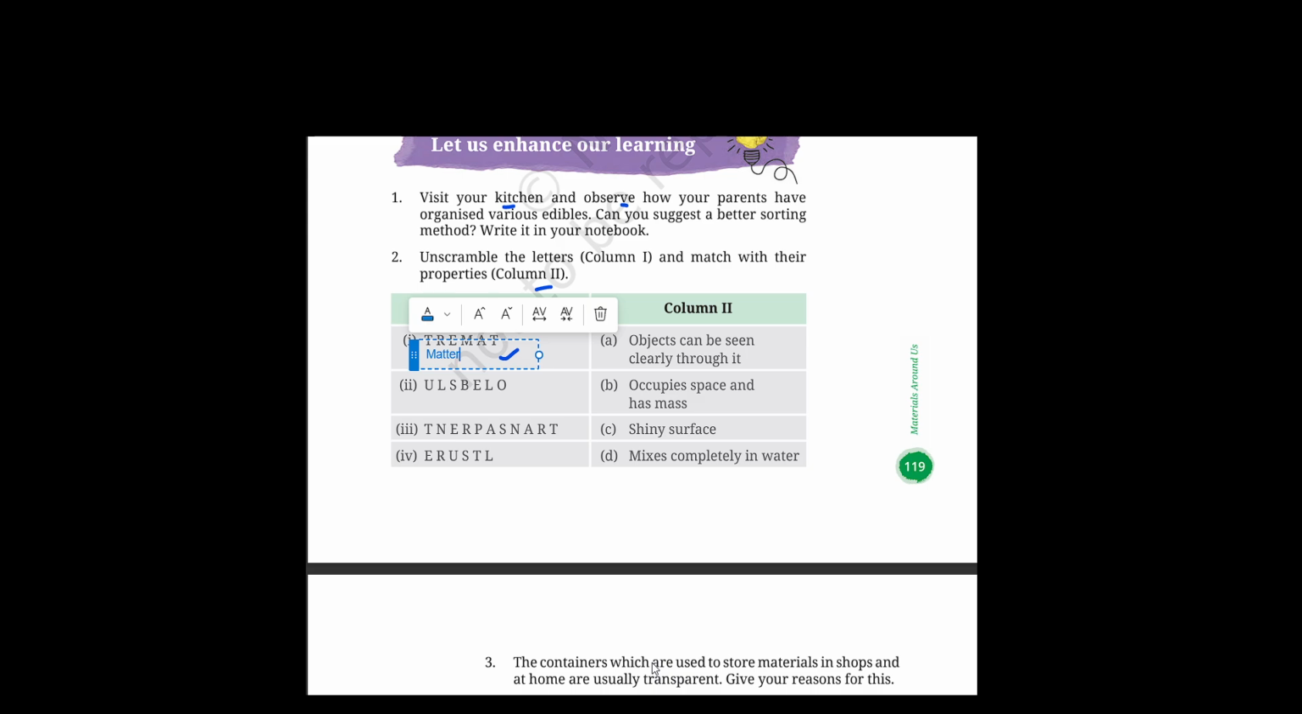So if we match it in the second column, what will it match to? So it will have space. It occupies space and has mass. Then second one is, what is second one? It is soluble. SOLUBLE. So what is soluble? That which mixes completely in water. So next is transparent. So we write here transparent. What is transparent? The object can be seen clearly through it. And last one is luster.